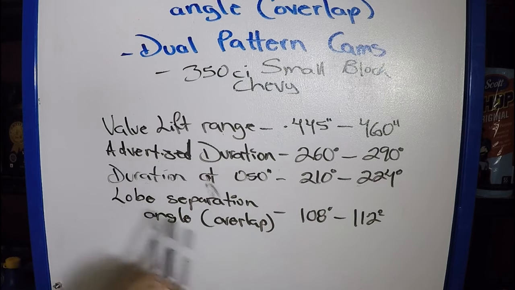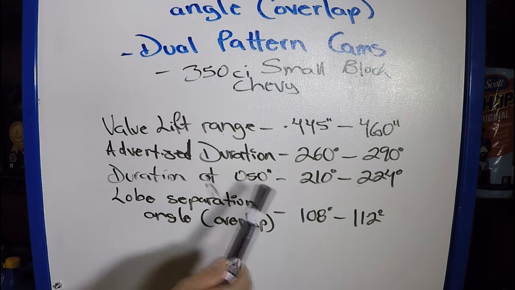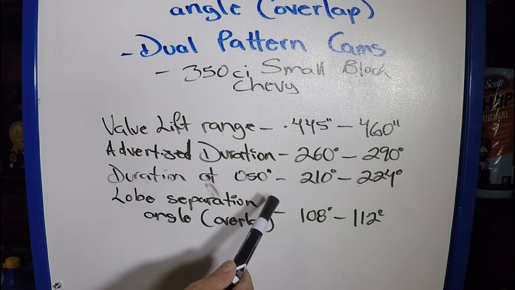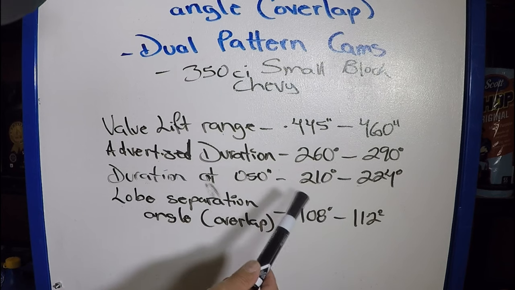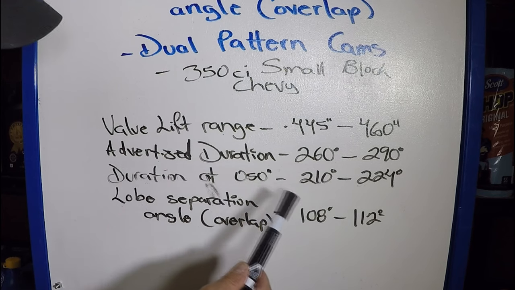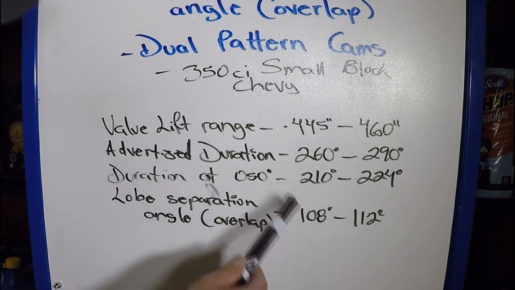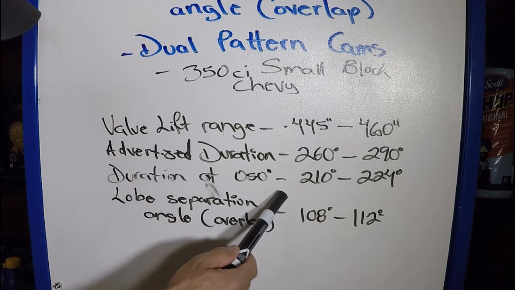These are the numbers that you will be looking at when choosing a camshaft that will give you a little bit more performance, and you're not going to have to be driving it at 4,000, 5,000 RPMs to feel any difference. You can just continue driving it the way you always do and you'll be able to feel it. So these are some general numbers that you can use as a guideline.